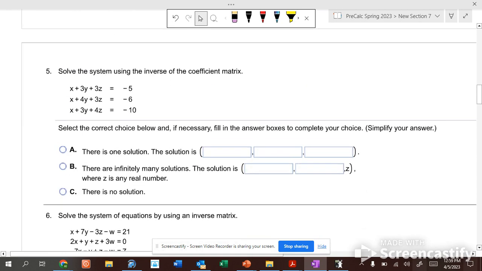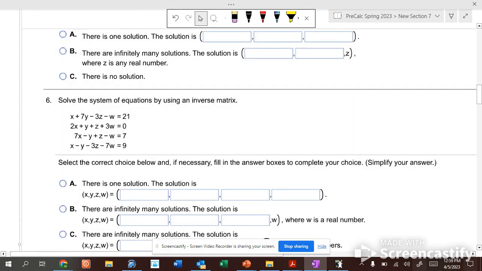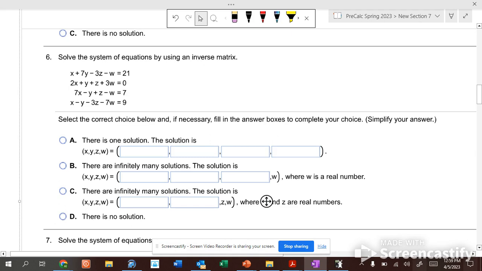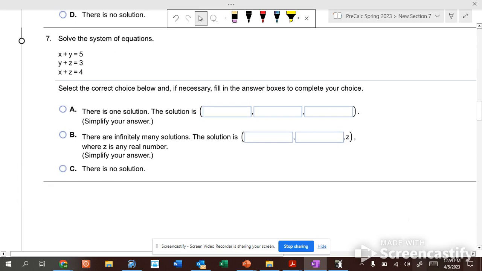Okay? So we got a bunch of the same types of problems. I don't think, oh, this one, 7. How in the heck do you do number 7?